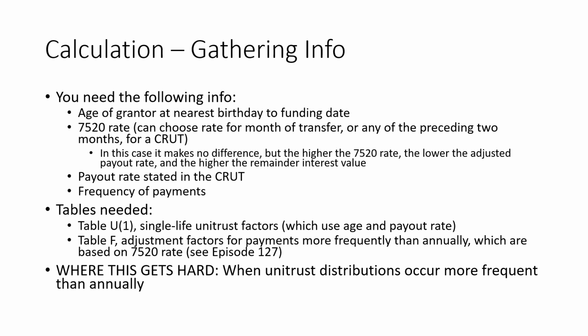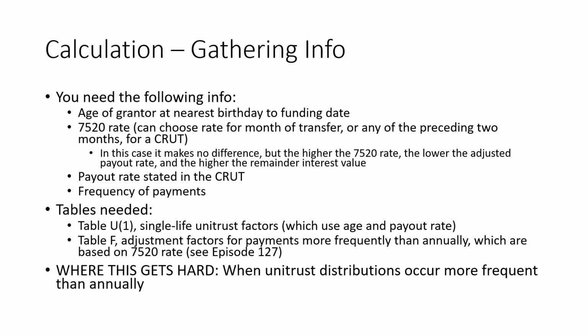So speaking of, there's factors we're going to get from 2 specific IRS tables here. One is table U1, which is single life unitrust factors determined based on age and payout rate. So that's an important distinction. We don't care about the 75/20 rate when we look at table U1. We only care about the payout rate for the CRUT. And then on table F, this is the table you use if you have a payment more frequently than annually.